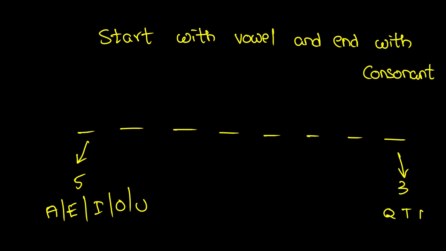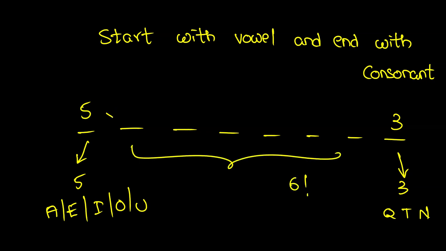QT and 3 ways. So here 5, here 3. Between this is 6 factorial. There is no condition. 2 letters are gone, one for starting, one at the end. Then still 6 letters available. There is no condition for those 6 letters.